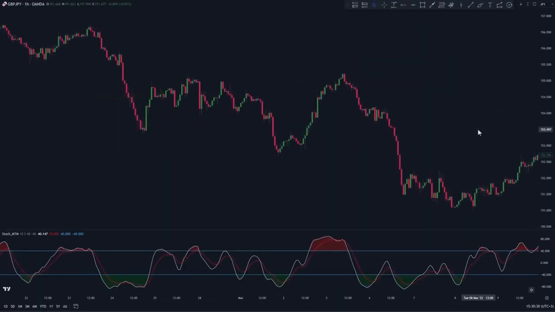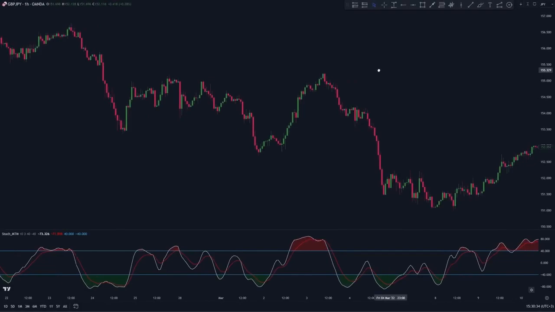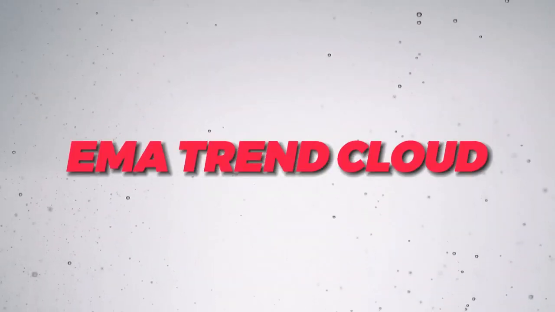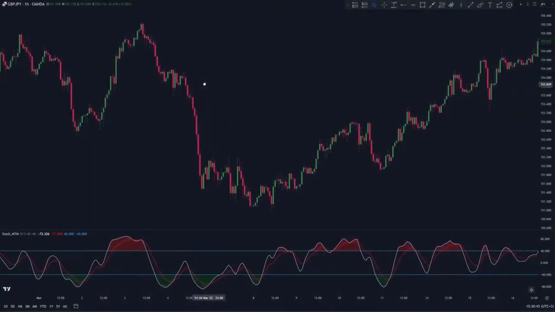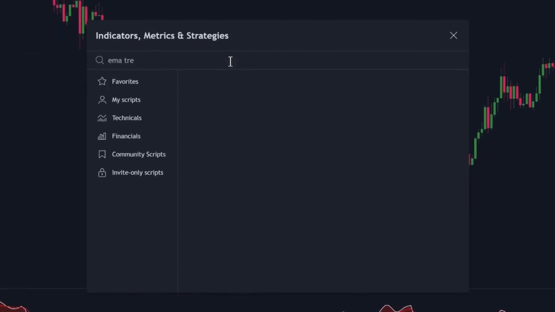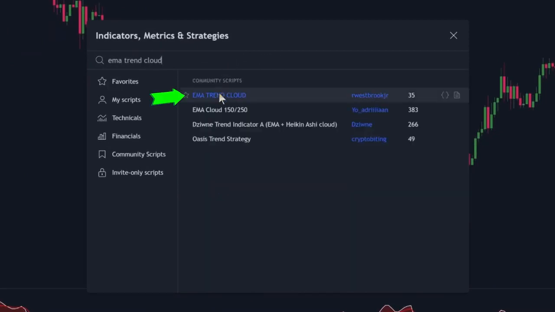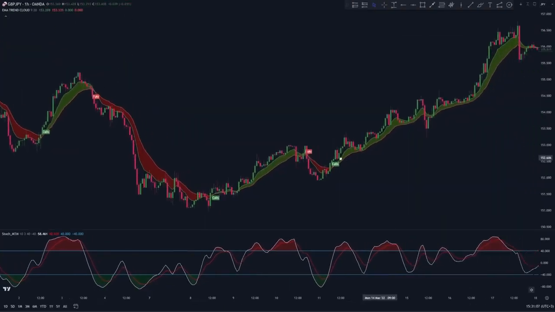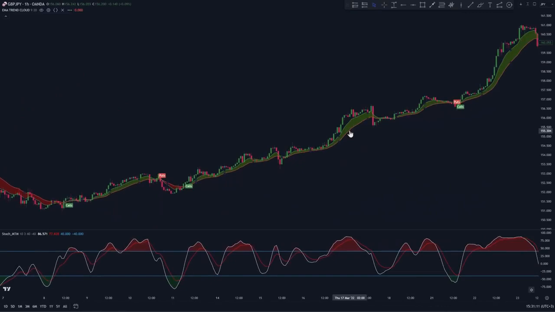To avoid such subjectivity, you could go with an indicator called EMA Trend Cloud. To add it to our chart, we're going to open the indicator search tab and type in EMA Trend Cloud. Select this one by R. Westbrook Jr. Double-click on the EMA Trend Cloud to access the settings panel.